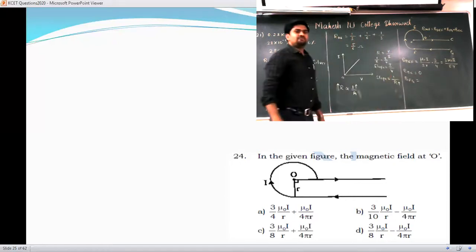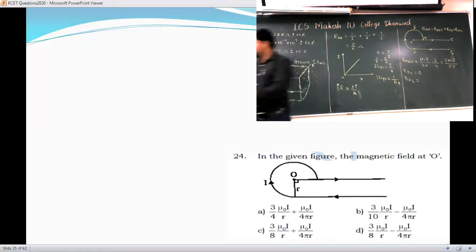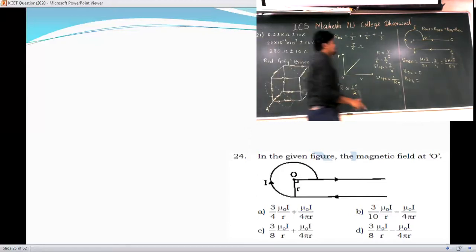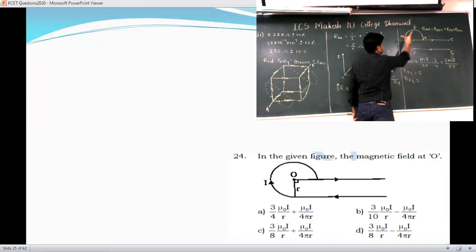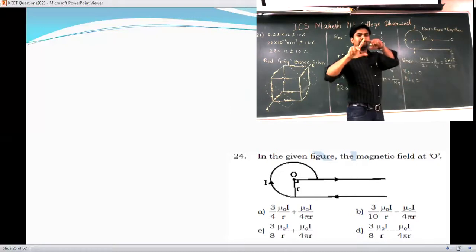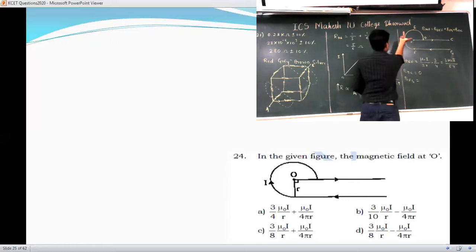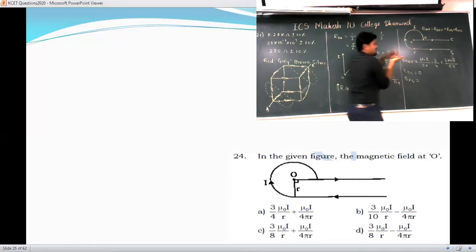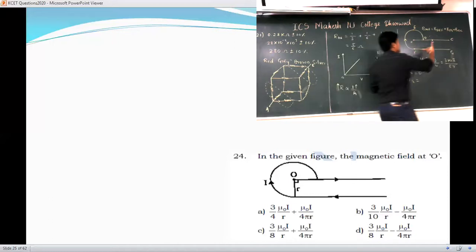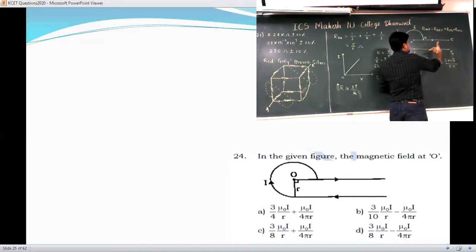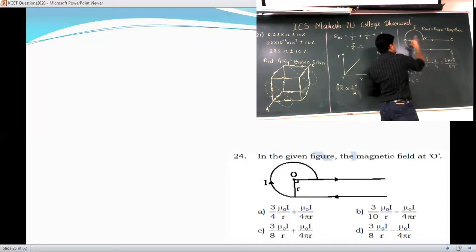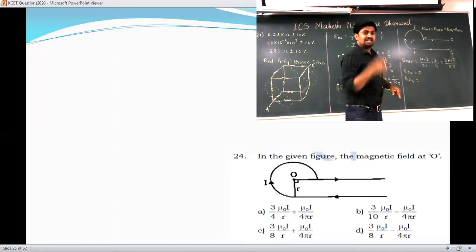When you are taking the magnetic field due to FG, see the direction of the magnetic field. Suppose if you take this direction, this is the force, magnetic field and current. If you take the direction of the current here, the magnetic field is acting inside, and here also this is the direction of the magnetic field and this is the direction of the current. So in both the values, the magnetic field is acting inside the board, so the direction is the same.